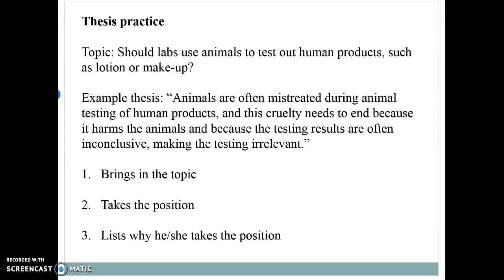Okay, so let's break that down a little bit. The first component of a strong thesis is bringing in the topic. They do that within the first clause of their first sentence.